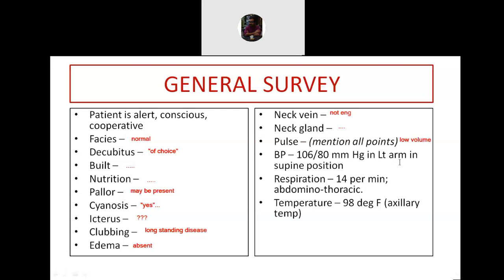Because of the reduced left ventricular cardiac output, the pulse becomes feeble, so there will be a low volume pulse, and the pulse wave also rises slowly because blood comes out slowly. This low volume, slowly rising pulse is sometimes called pulsus tardus.